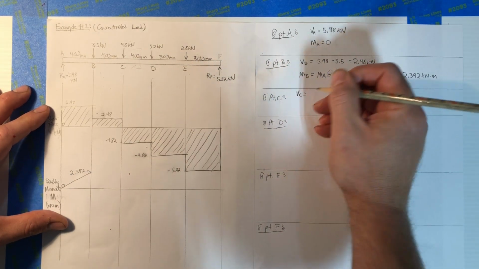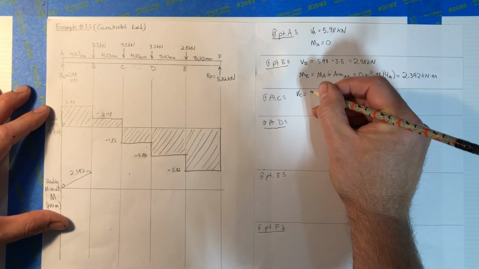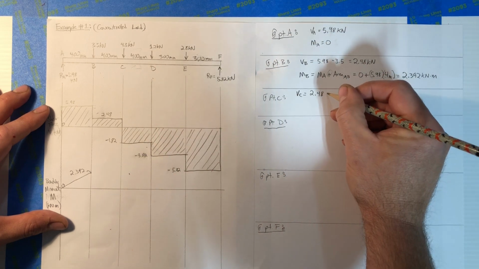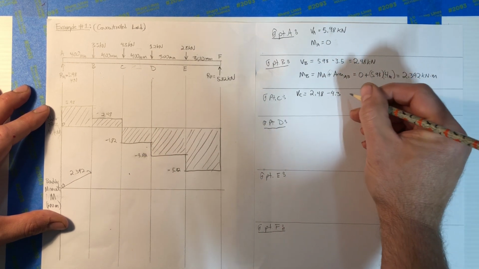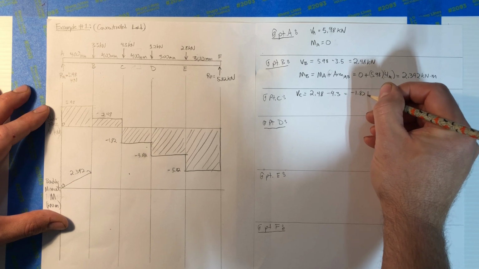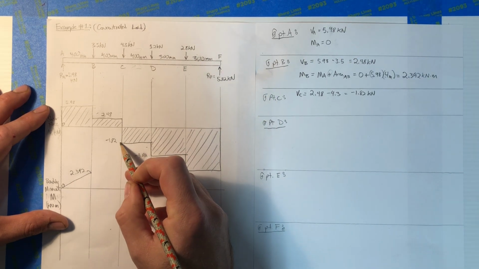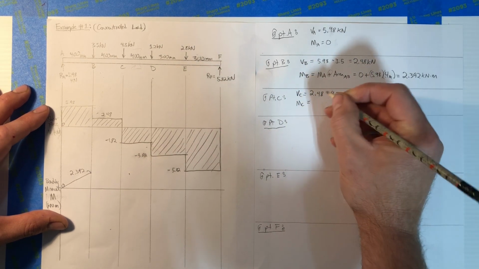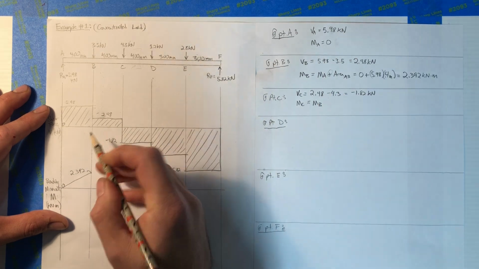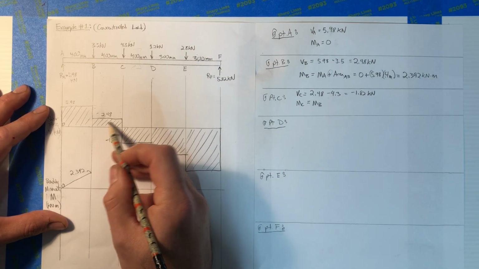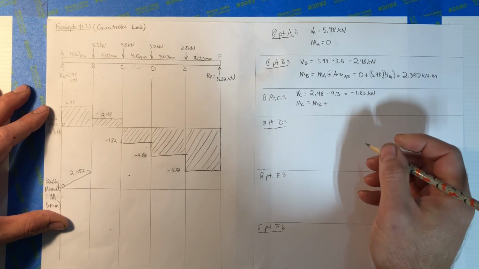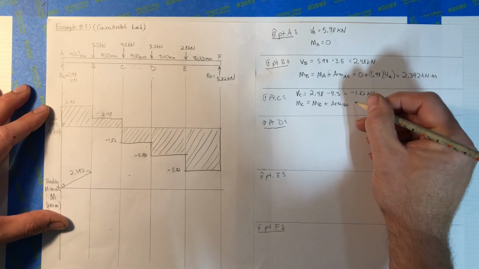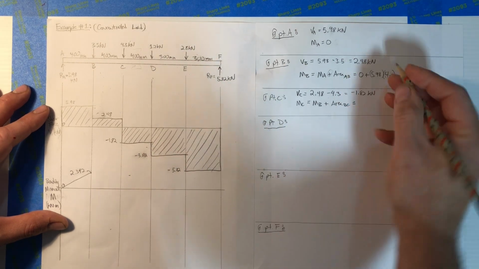VC, the shear at C, is equal to my old shear, which was 2.48, right? And we're going to go down another 4.3. And that's equal to minus 1.82 kilonewtons. We already have that on the chart, no problem. Now, my MC, moment at C, is equal to my old moment, MB. Now, this area is still above the curve, this area right here, so it's going to be plus, right? And that's going to be area BC, okay? That's basically equal to, what's my MB number? 2.392.